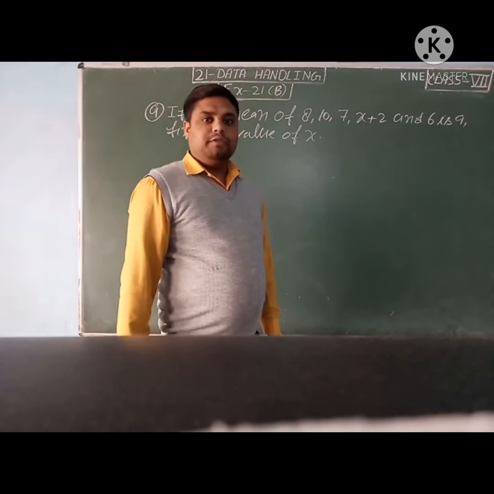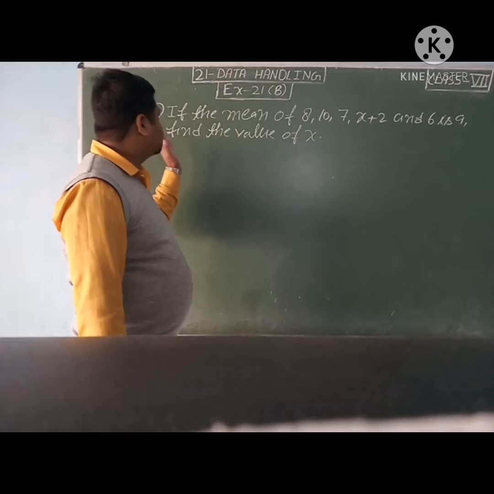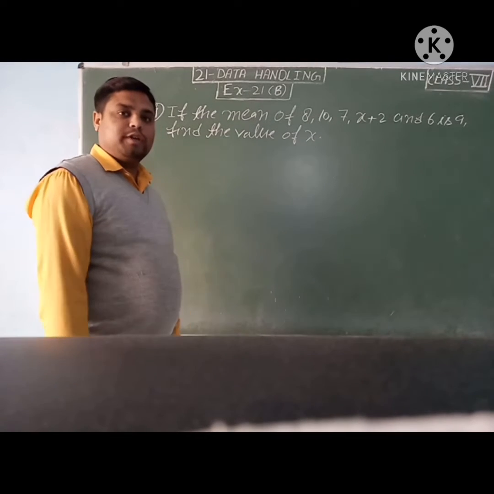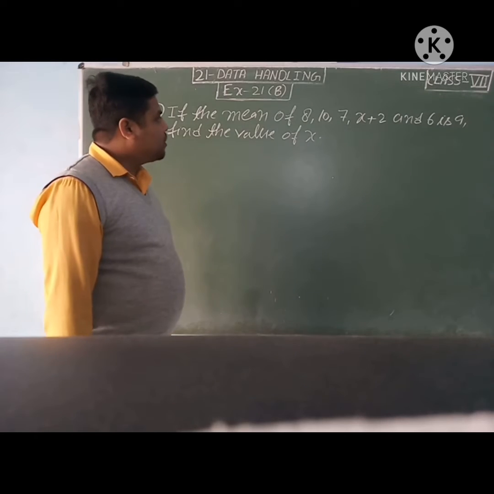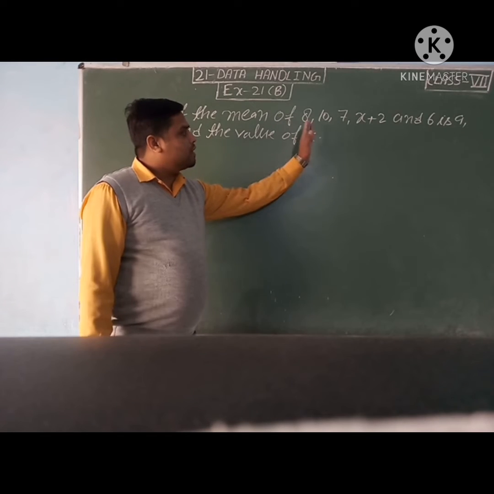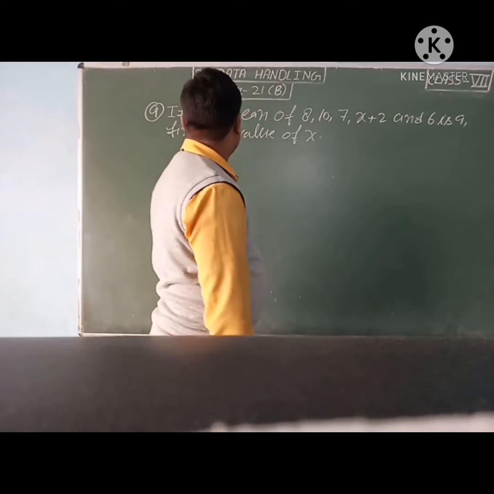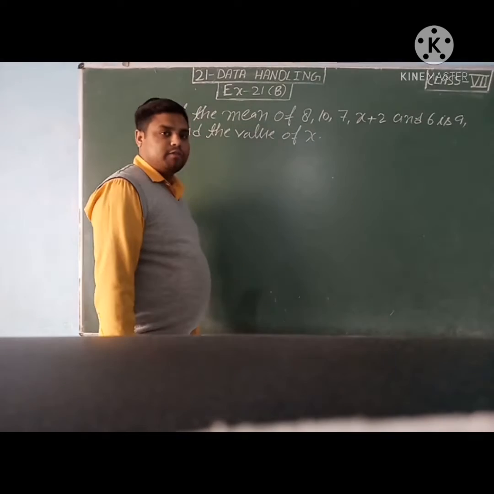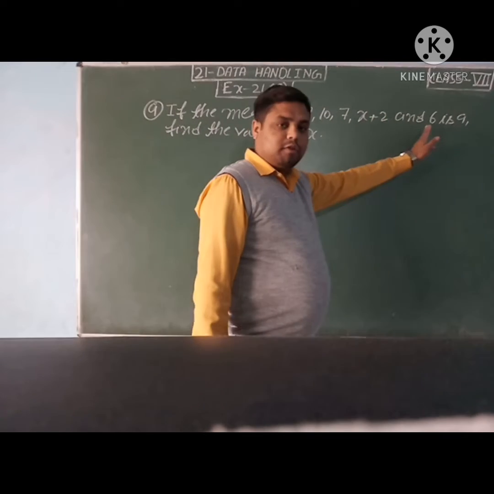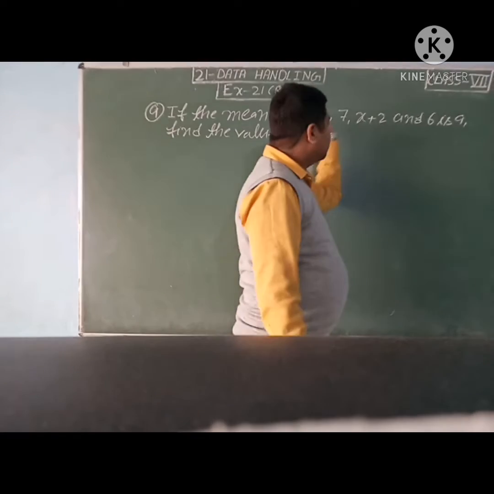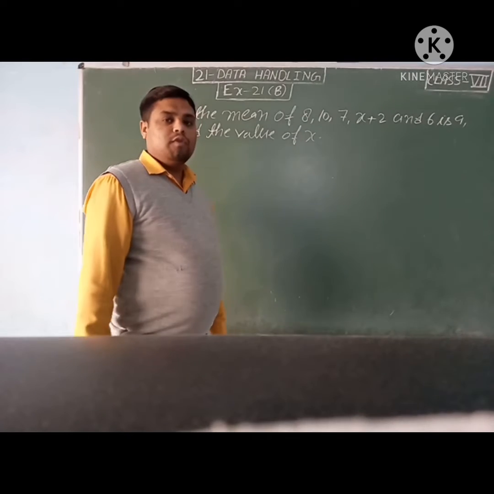Good morning students. In this video we will start from question number 9 of exercise 21b. Question number 9 is, if the mean of 8, 10, 7, x plus 2 and 6 is 9, find the value of x. The mean of these observations is given as 9, so we have to find the value of x.